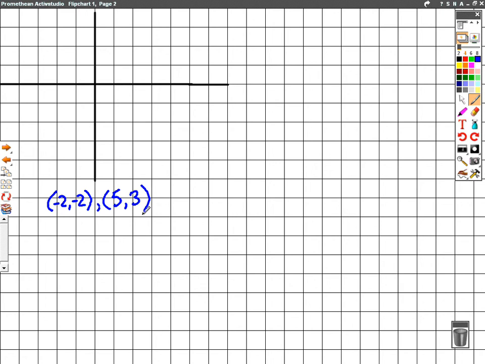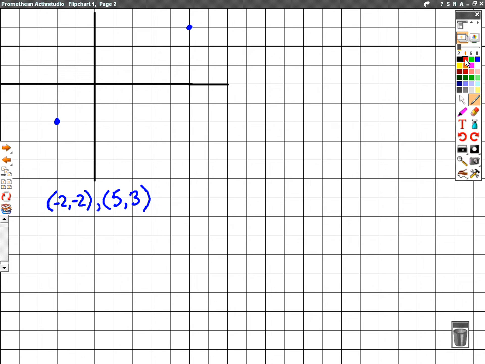Okay, the first thing that we're going to do is plot the points on the graph. And then we're going to set up some lines and some distances, okay? So the first one here is (-2, -2). So here's (0, 0). I go 2 to the left and 2 down. And there's my first point right there on the graph. The second one is (5, 3). So now it becomes 1, 2, 3, 4, 5, 1, 2, 3. And there's that point right there, okay?